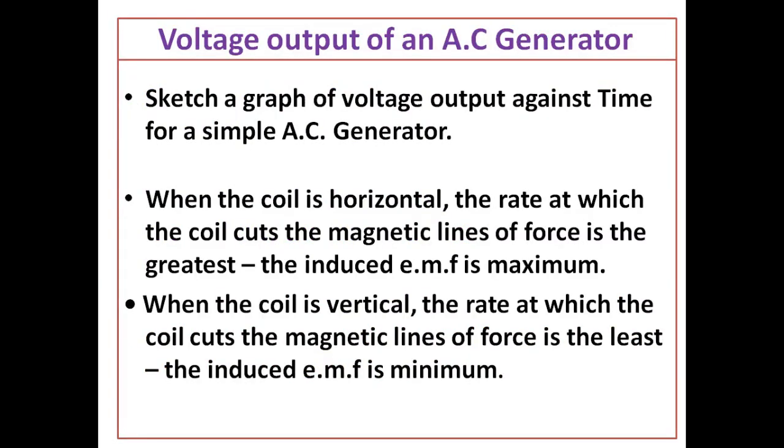Now let's talk about the voltage output of an AC generator. We are going to make a graph of voltage output against time for a simple AC generator, where we are going to see that when the coil is horizontal, the rate at which the coil cuts the magnetic lines of force is the greatest, that is the induced EMF is maximum, and when the coil is vertical, the rate at which the coil cuts the magnetic lines of force is the least, that is the induced EMF is minimum. We are going to look into the graph now.